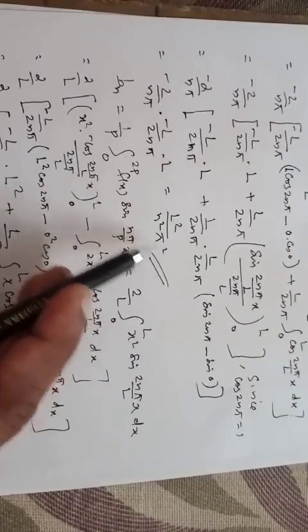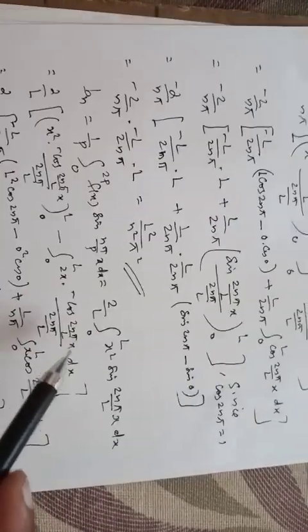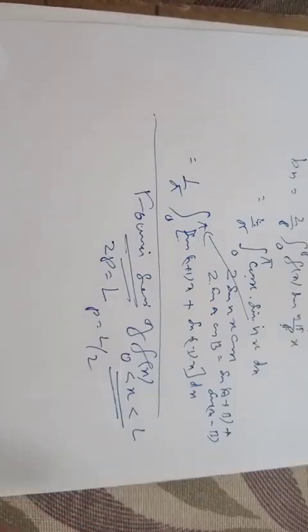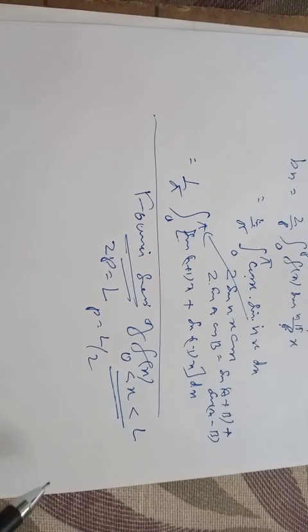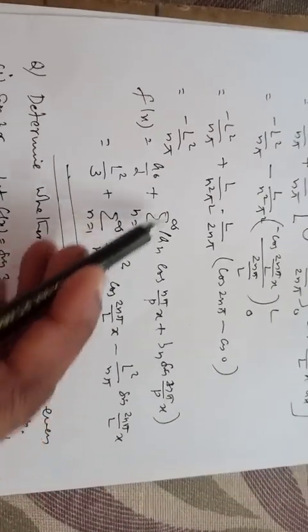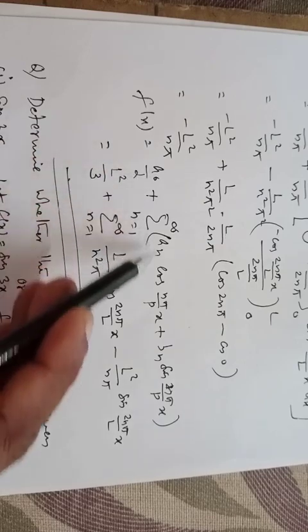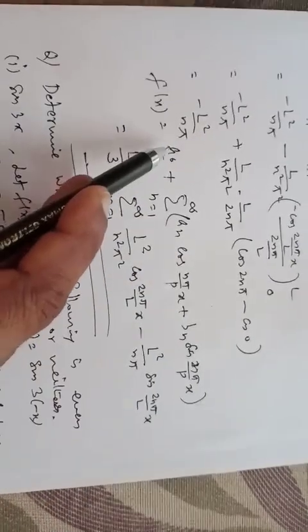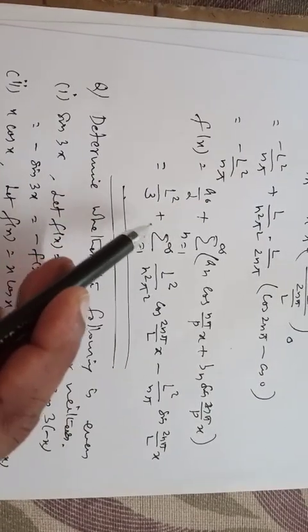Similarly, we find bn, and the answer for bn is minus L square by n pi. The formula for f is a0 by 2 plus the same sigma terms, the same formula, but the method to find a0, an and bn is different. Giving these values, we get the Fourier series.